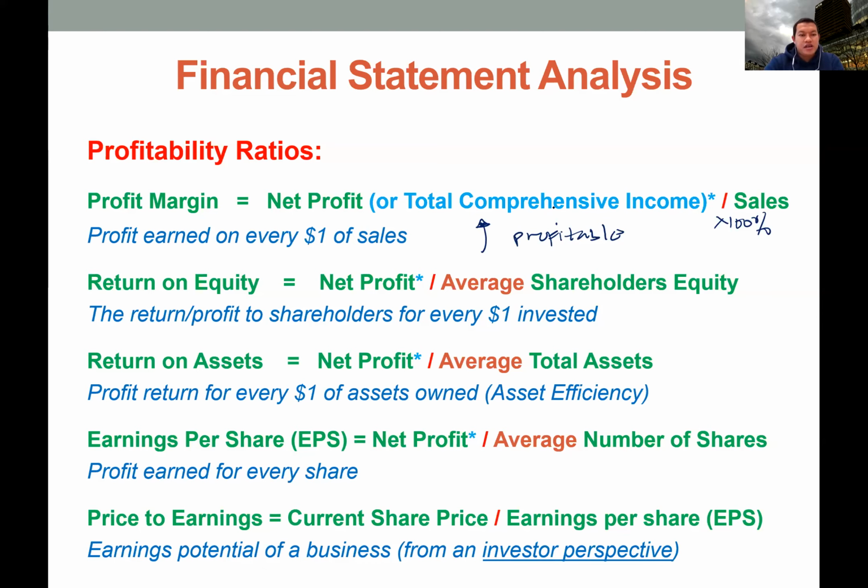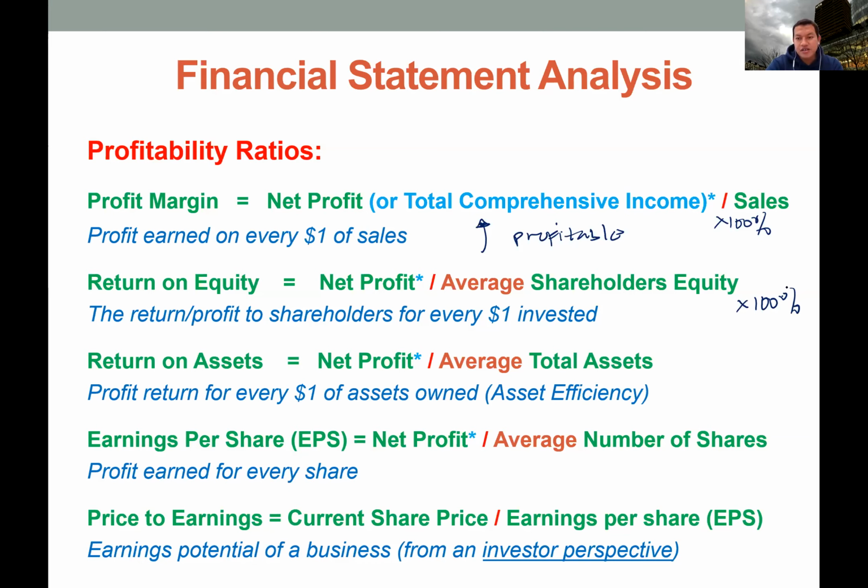Next one is the ROE, return on equity, which is the net profit divided by the average shareholders' equity. The net profit is the same net profit as the previous one. And then we have to calculate the average shareholders' equity: the beginning balance plus the ending balance of shareholders' equity divided by 2. Then calculate this ratio and multiply by 100%.